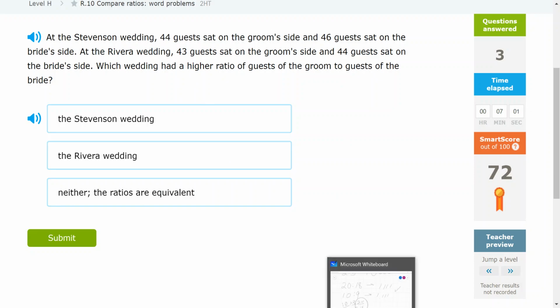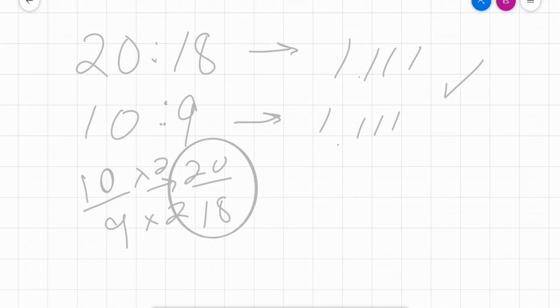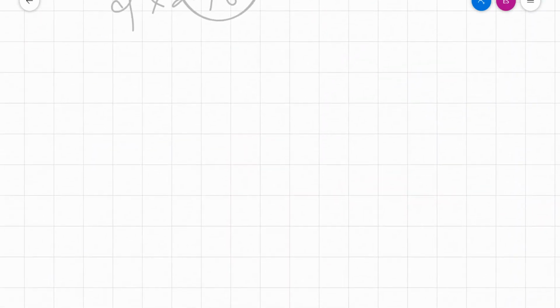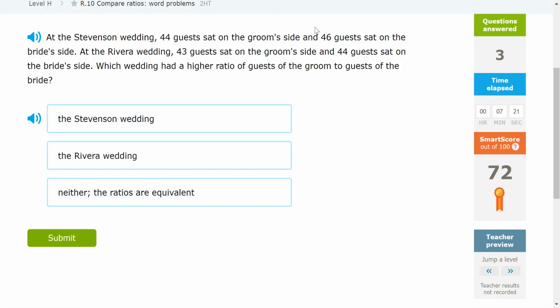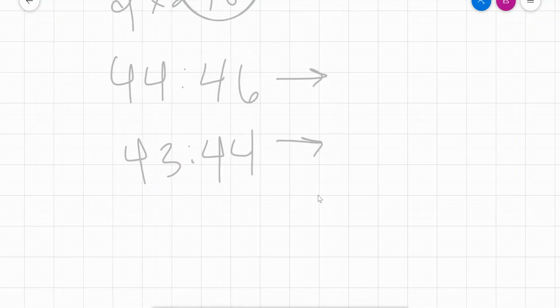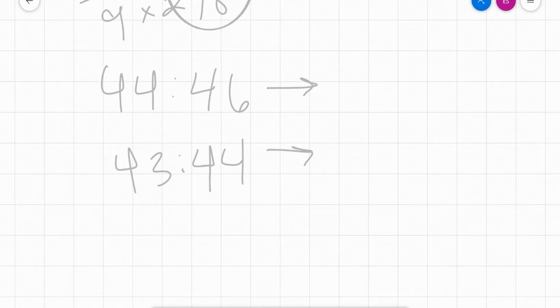And let's see here. 44 to 46 and 43 to 44. I'm already going to guess that it's the second one, but we'll check it on the calculator. I'm also going to check to make sure I got those numbers right. 44 to 46 and 43 to 44. Okay, 44 divided by 46.